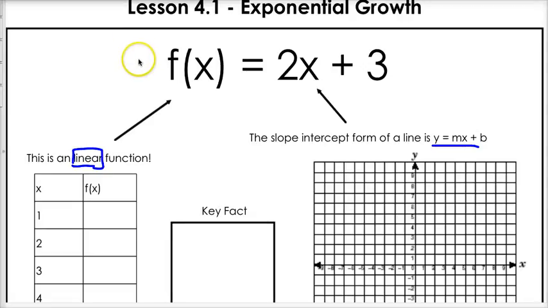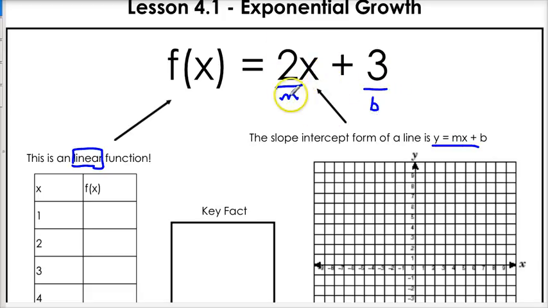Welcome to lesson 4.1. We're going to be comparing linear functions and exponential functions today. Now, first let's look at a linear function. This is the one that we have been doing, and that comes in the form of y equals mx plus b, or f of x equals mx plus b, and this is what we've been exploring a lot of, straight lines. All right. So if you see here, 2x plus 3, that's our m, that's our b.